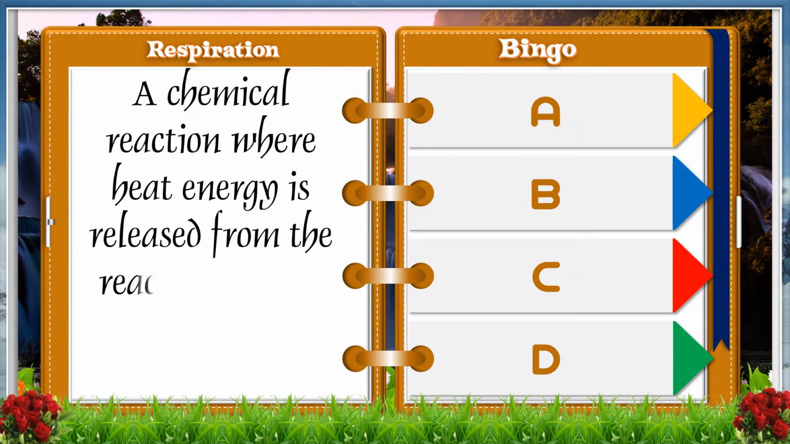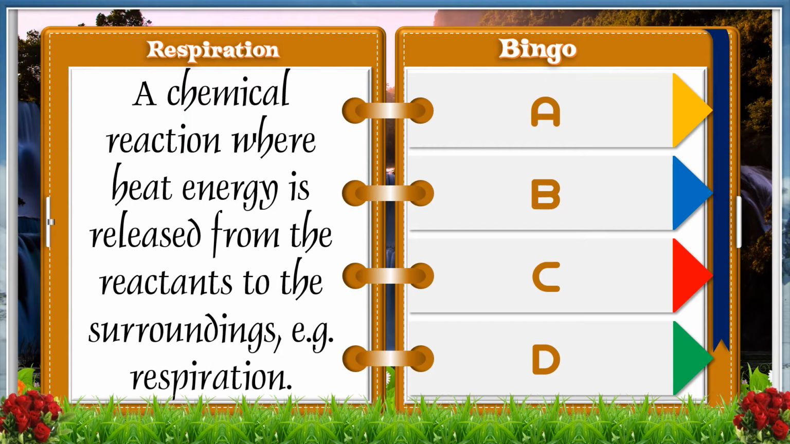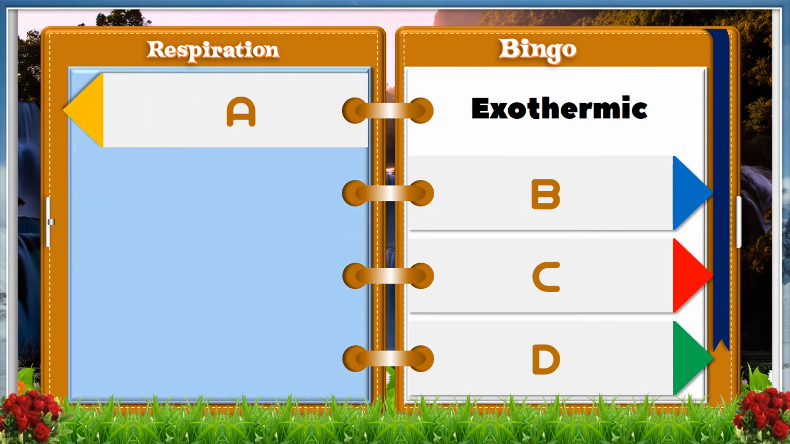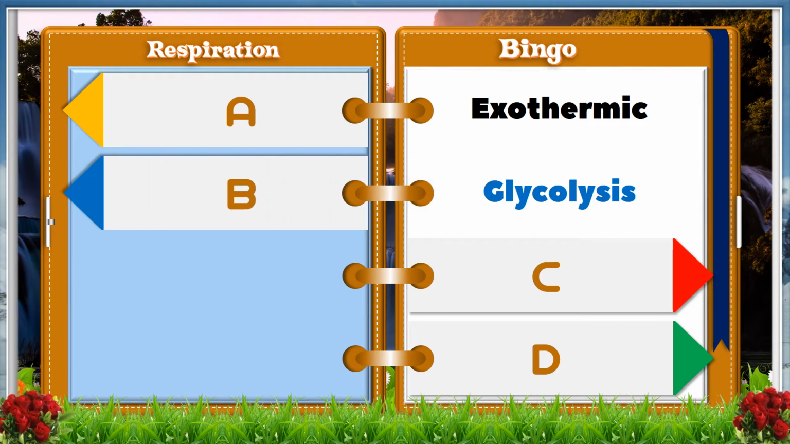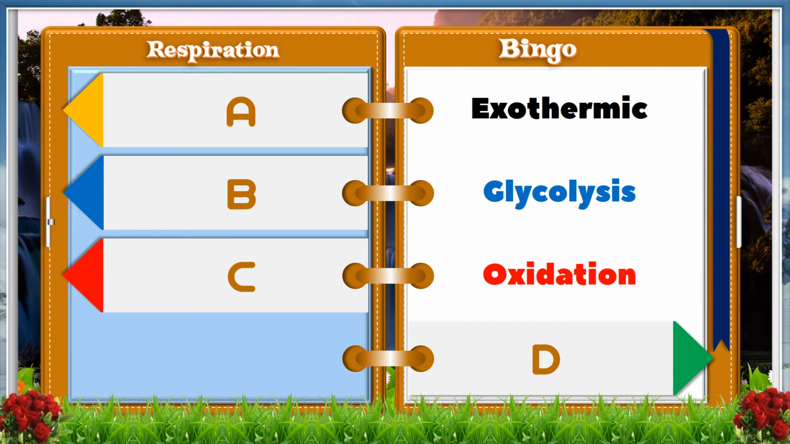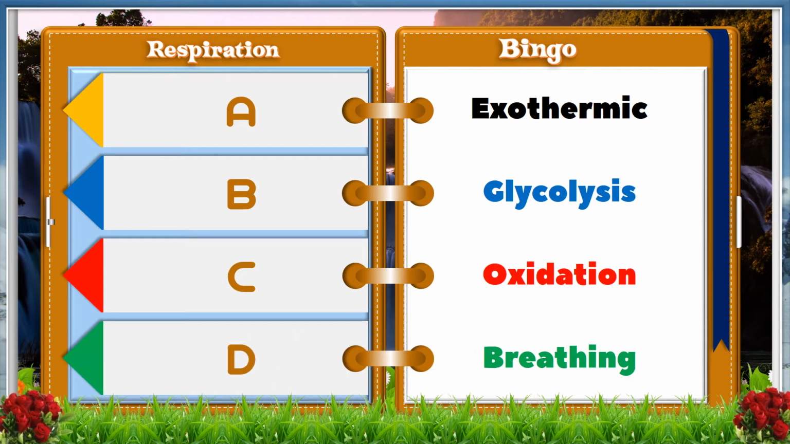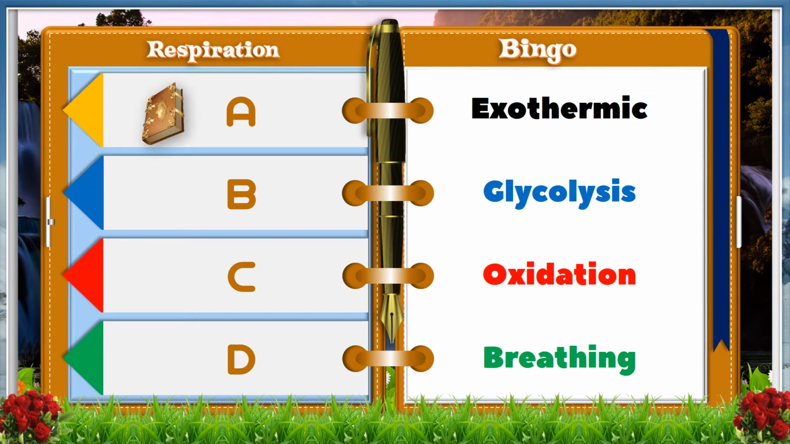A chemical reaction where heat energy is released from the reactants to the surroundings, for example, respiration. A. Exothermic. B. Glycolysis. C. Oxidation. D. Breathing. And the answer is A. Exothermic.